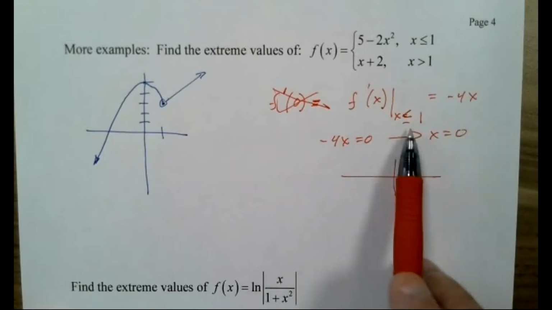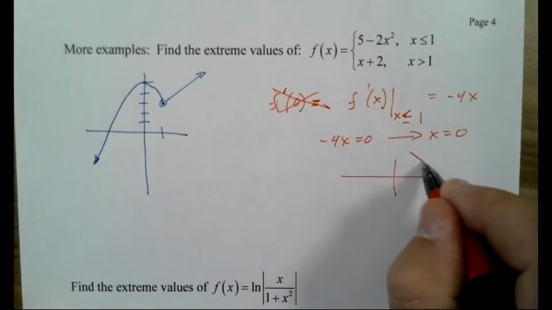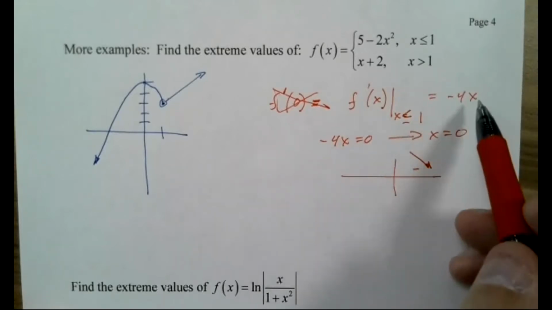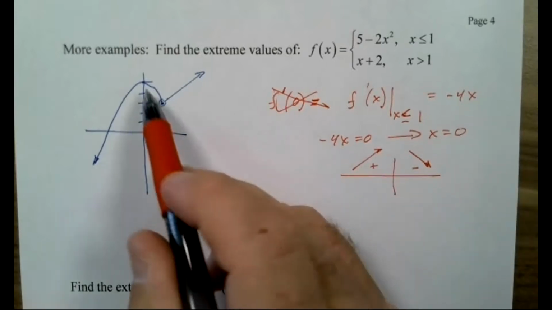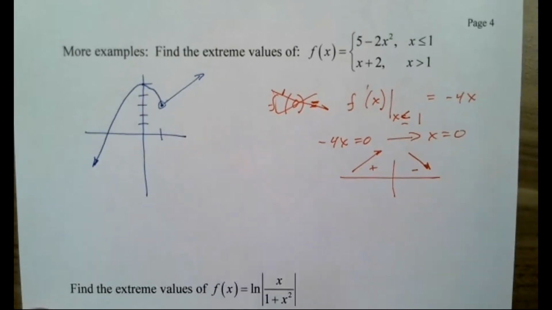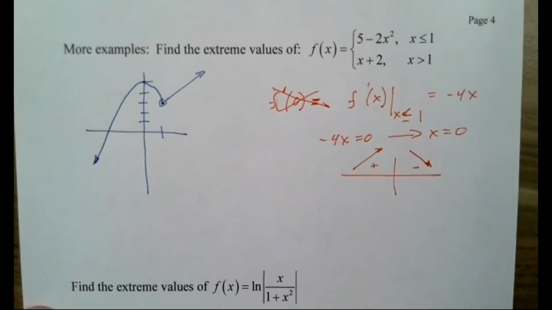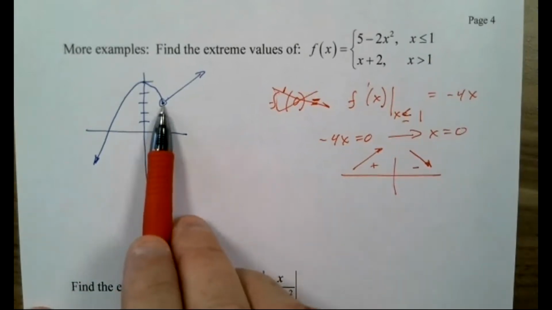Plug it into here. Plug in 1, I get a negative. Plug in -1, I get a positive. So that's going to be a max. We can just look at the max and do it, but I'll look at the graph and do it, but we're trying to do this right. By looking at the graph, we know that.